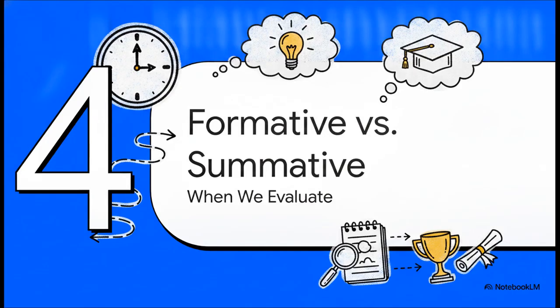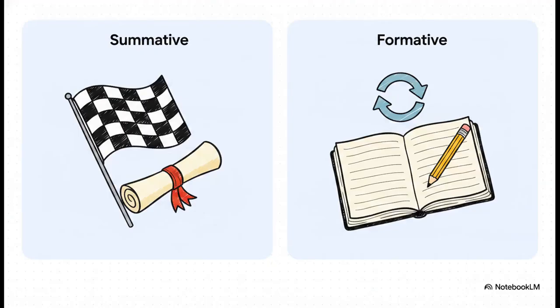All right, Section 4, formative versus summative. This is all about when we evaluate. You see, educators have to choose their tools based heavily on timing. On one hand, we've got summative evaluation. Think of your classic final exam. It happens at the very end of a course, it provides a final rank, and crucially, the story's over. There is absolutely zero scope for improvement once it's done.